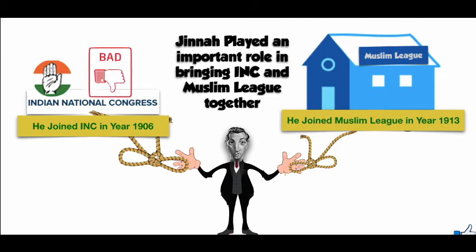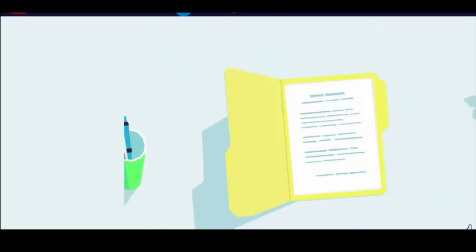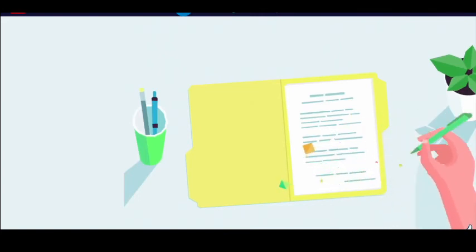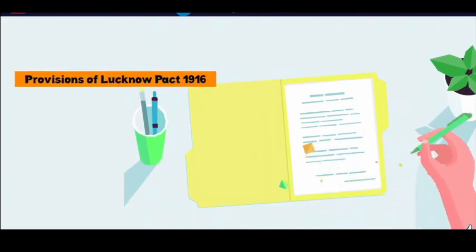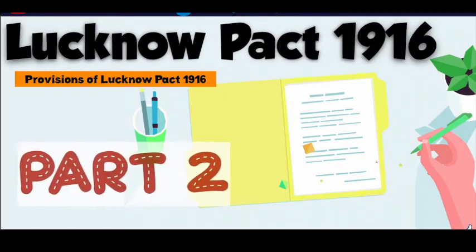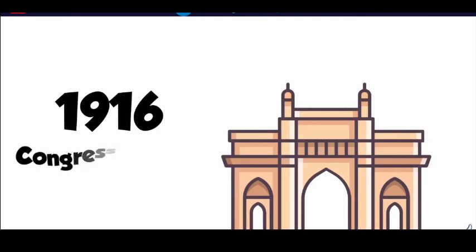The second one, abolition of the India Council. The India Council of the Secretary of State operating from England should be abolished. We have seen about the formation of the India Council, and the Lucknow Pact demanded the abolition of the India Council, which was operating from England.